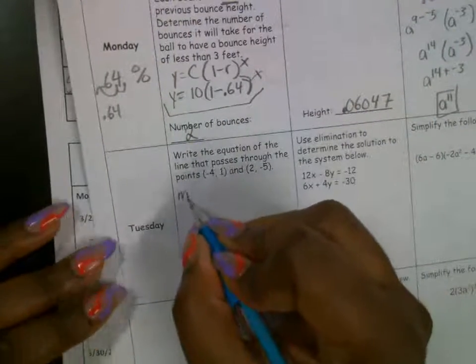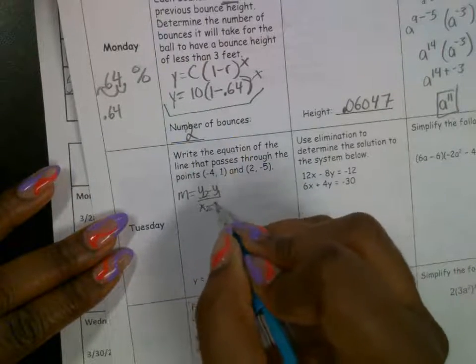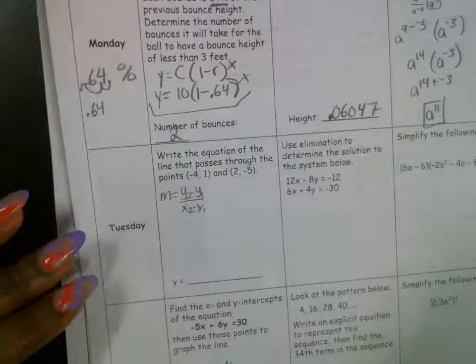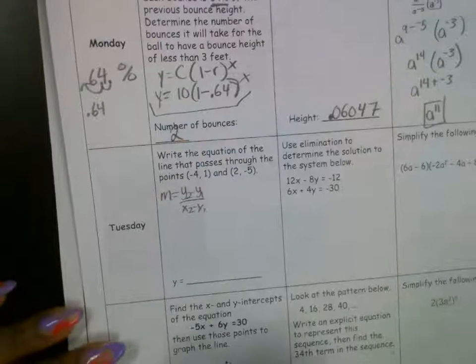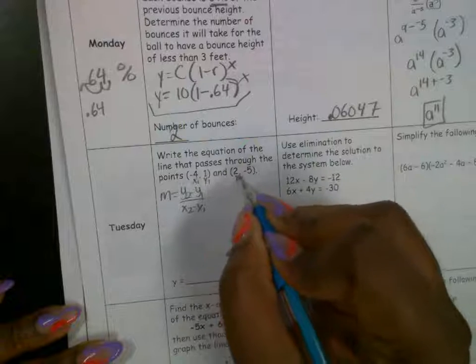So we're going to find m first. So that's y2 minus y1 over x2 minus x1. This is linear. 2 points will automatically make a straight line. That's how I know it's linear. So we label this x1, y1, x2, y2.